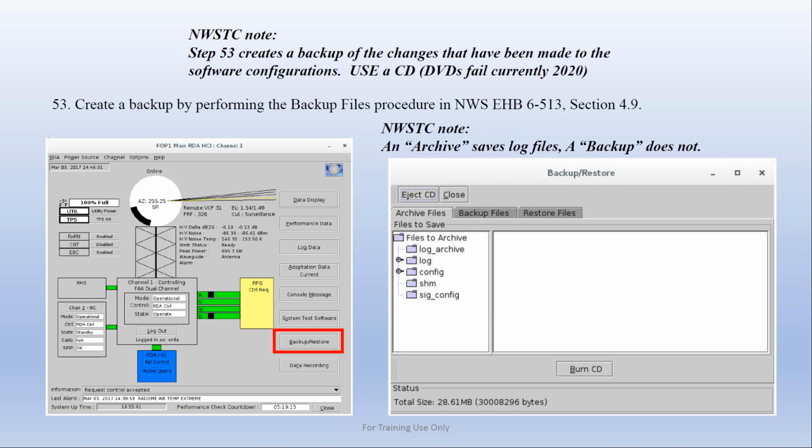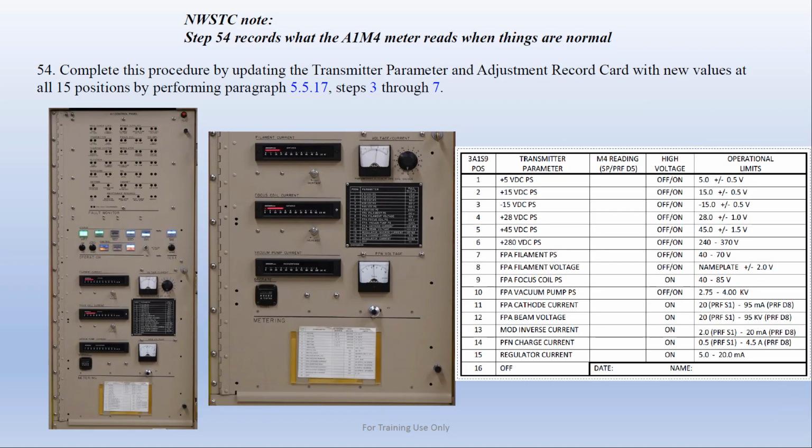You'll see an update window run for a little bit. The CD drive will open, extend, and then go back in before it completes. So when you see the drive open up, don't grab it immediately. When we finish making our backup, step 54 will have us update our transmitter parameter and adjustment record card to show what we have for our normal values as your system is operating currently. And this ends this paragraph.